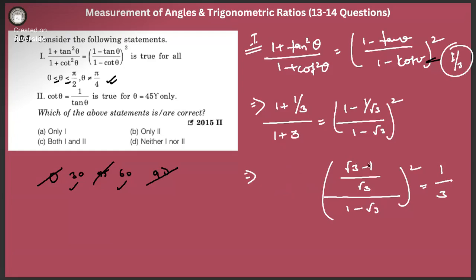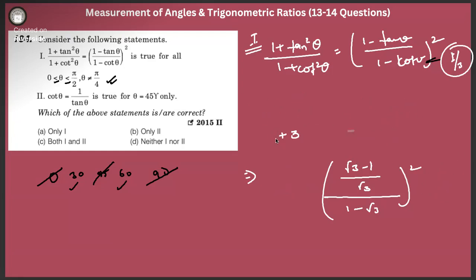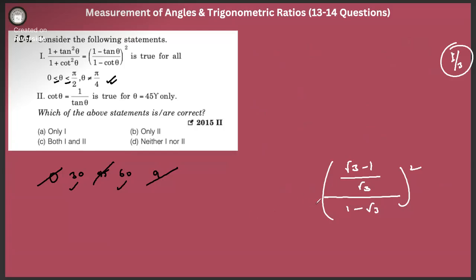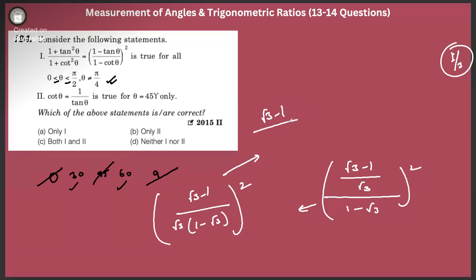Let's write it down, 1 by 3 somewhere over here, and let's get rid of all that we do not need, at least for now. This thing can be written as root 3 minus 1 divided by root 3 into 1 minus root 3, whole square. So this can be written as root 3 minus 1 and root 3 minus root 3, am I right? We don't need to write that way, actually. We can simply write root 3 minus 1 and minus root 3 into root 3 minus 1. Can we write something like this? Yes, sir.